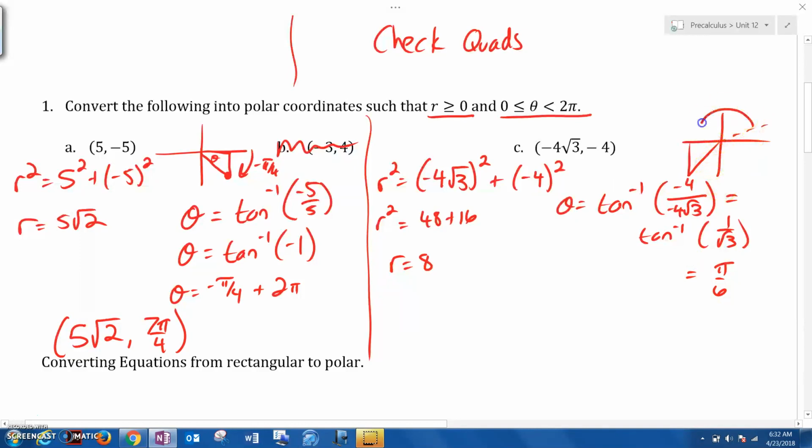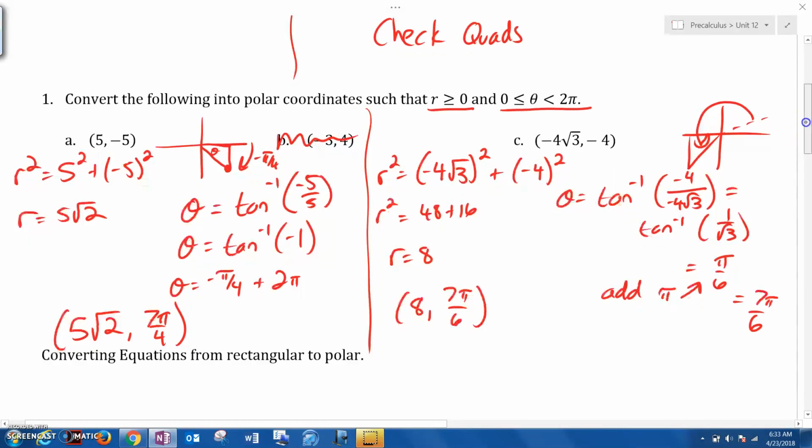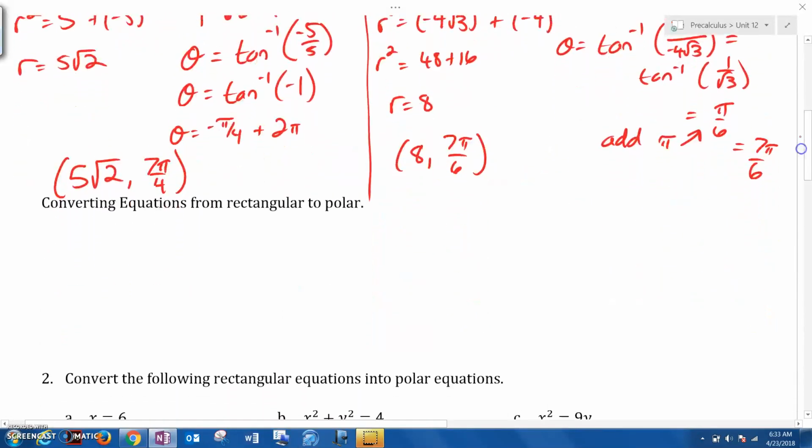So we need to get over here. It's a pi over 6 after pi. So we have to add 180, or add 1 pi. So if you do that, you end up with 7 pi over 6. So our final answer is 8, 7 pi over 6, since it's in quadrant 3. So that's how you do that. So those are basically finding the points in polar from rectangular. The hardest part is the angle, easiest part is the radius, because it's just Pythagorean theorem.